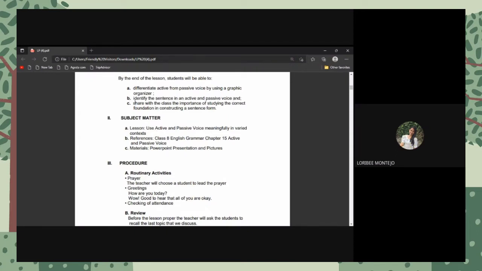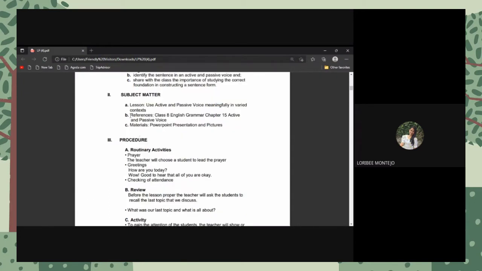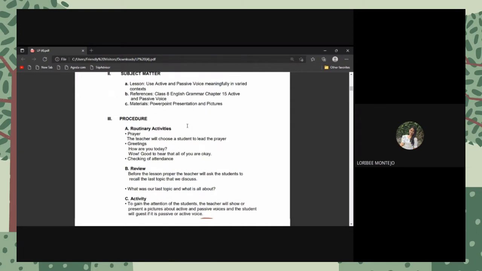And third, share with the class the importance of studying the correct foundation in constructing a sentence form. So let's proceed to our subject matter. In subject matter, we have here our lesson, which is use active and passive voice meaningfully in varied contexts. I also provided there the references, which is Class 8, English Grammar, Chapter 15, Active and Passive Voice. The materials that will be needed are a PowerPoint presentation and pictures.